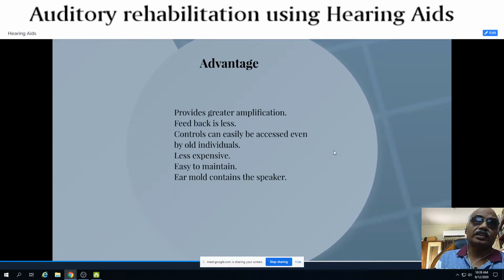What are those advantages? These aids provided huge amplification because the power supply is not a problem. Since it is as big as your pocket, it can hold a large battery. So power is not a problem.